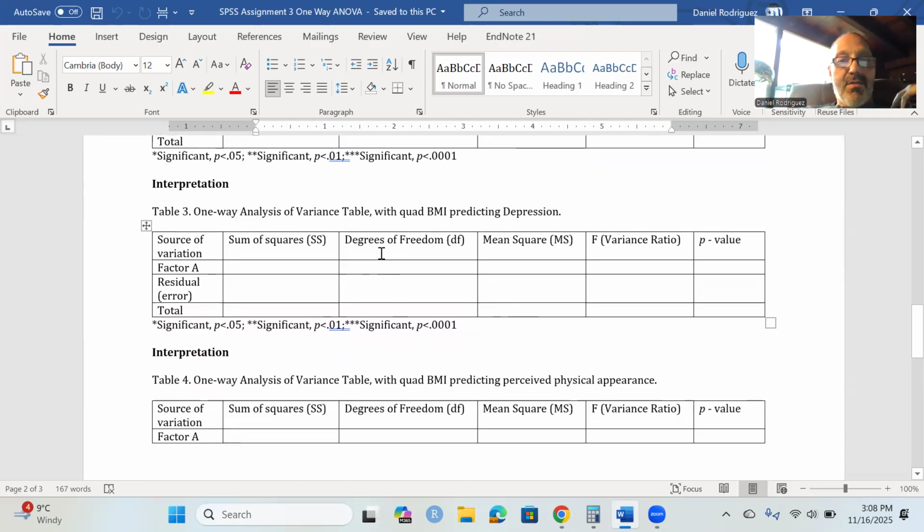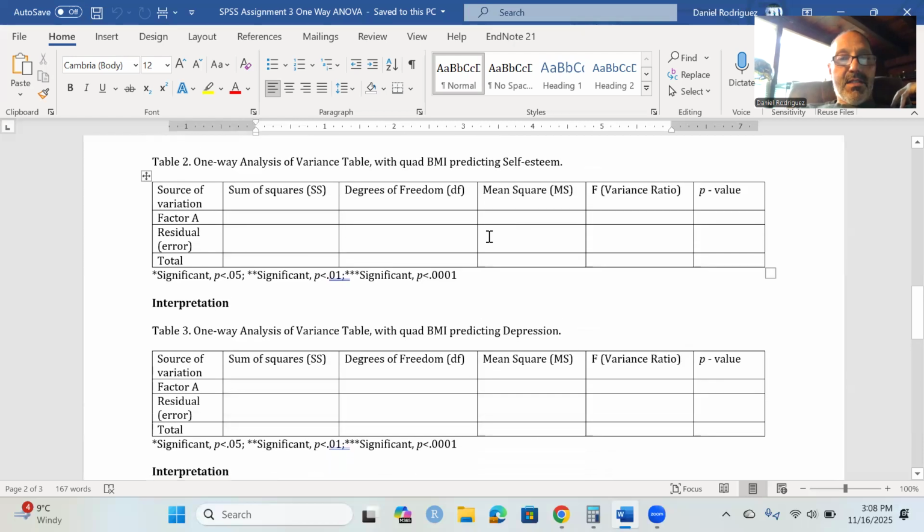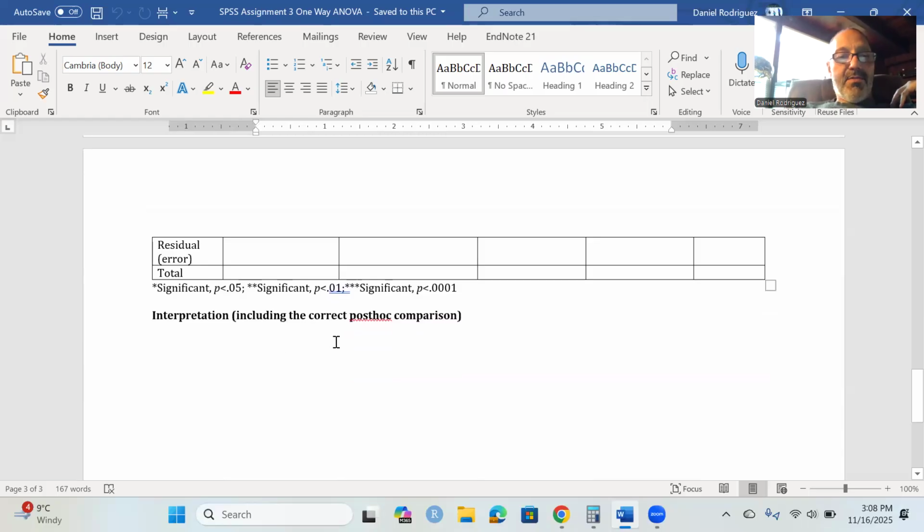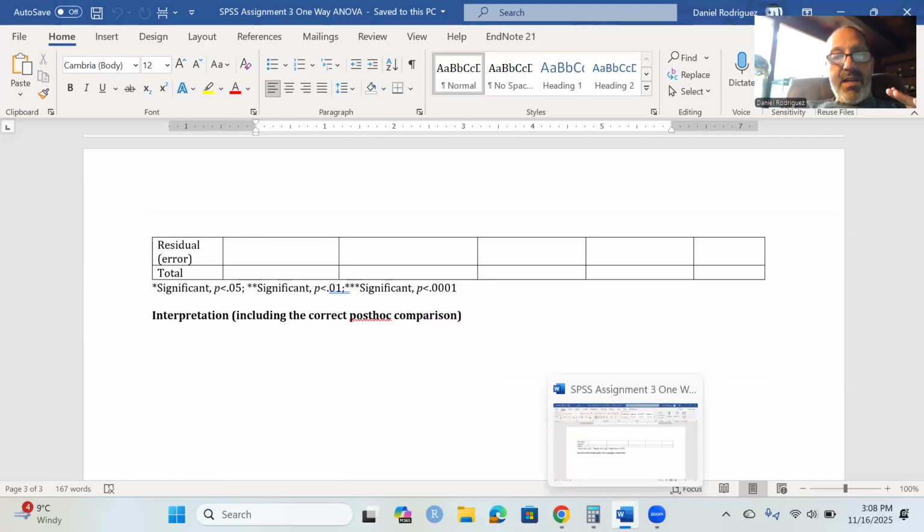So we're going to do that for depression, for self-esteem, and for physical appearance. And then in the end, we're going to interpret the result, including the correct post hoc comparison. Okay, so let's take a look. We're going to run this model for age. So let's go ahead and do that.